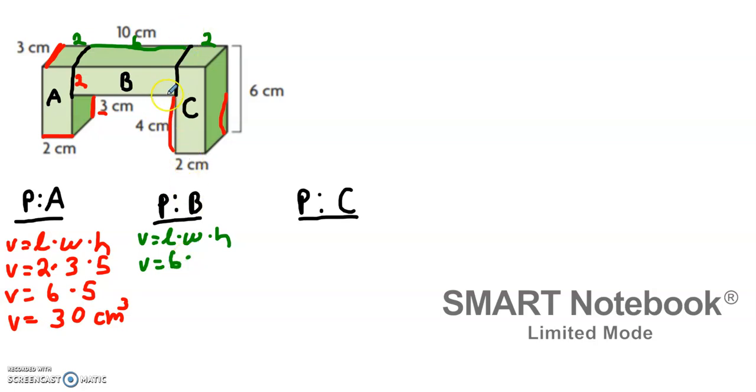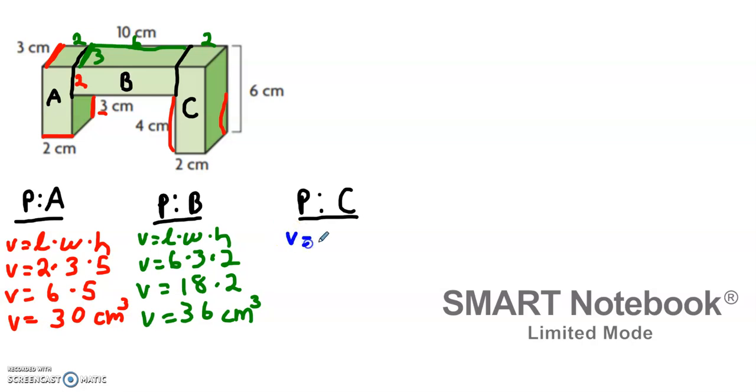Now my width is my front and my back, okay? And I've already determined from here that this part right here is 3. So I know that my width is 3. And then my height. Well, I already figured out my height when I was looking for A, which is this 2. So I know the height is 2. Now I just need to multiply. 6 times 3 gives me 18. So I have 18 times 2. And then 18 times 2 gives me 36. So this is 36 cubic centimeters or centimeters to the third power, whichever way that you would like to write it. So I figured out A, I figured out B, now I got to figure out C.